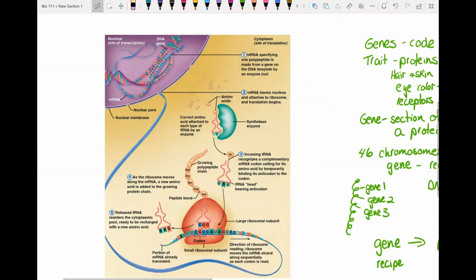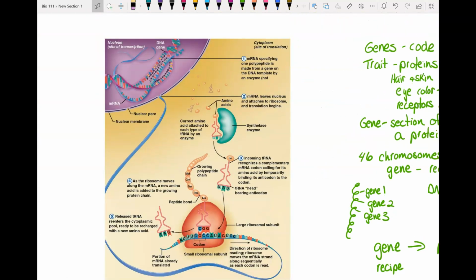So let's look at the cell. Here's our cell. Here is the nucleus. This is where the DNA is. So the nucleus contains your DNA. So you can see here it says DNA and it says gene. A gene is one individual section of the DNA. This is the code for the protein. It's the instructions for how to make it.